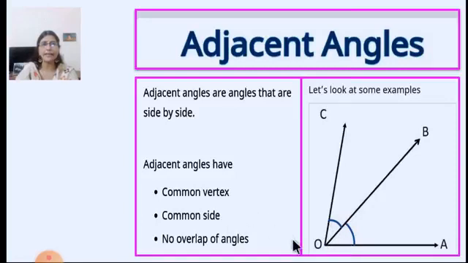Then the common side. Which is the common side? OB is the common side. You can see this side is common to this angle as well as this angle. And there is no overlap of angles. You can see these two angles are lying side by side. They are not overlapping on each other. So they are adjacent to each other.